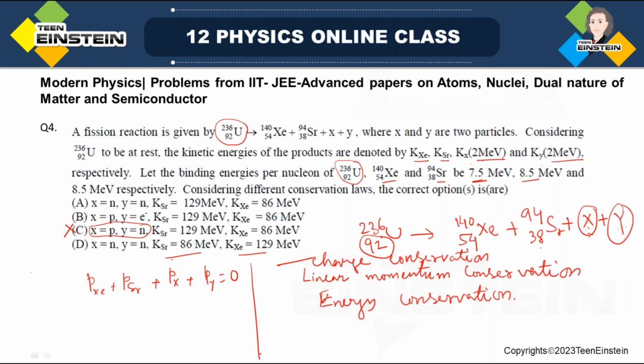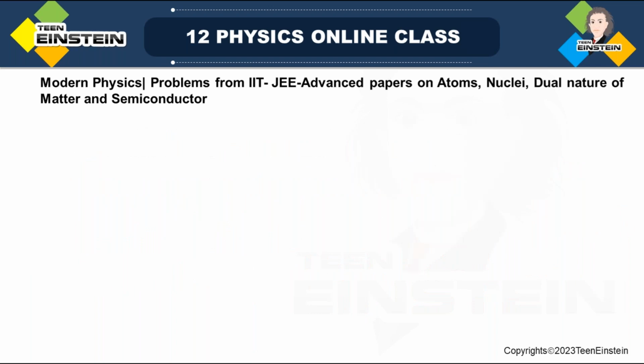Let us see first of all whether the kinetic energy of strontium is 86 MeV or xenon has 129 MeV. That part let us first resolve. So how to resolve that part?